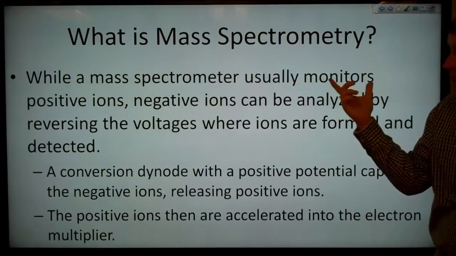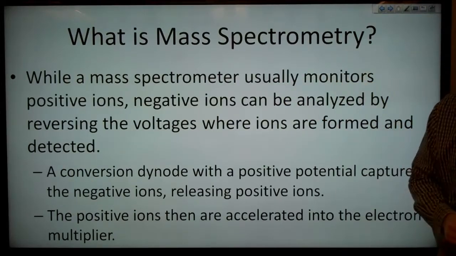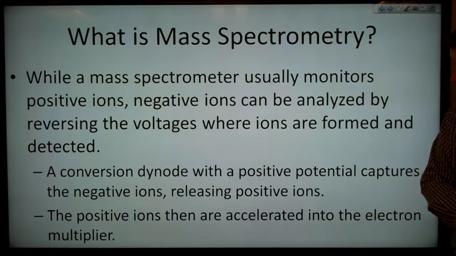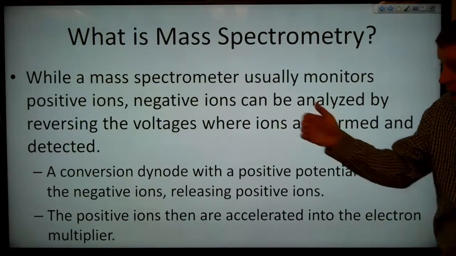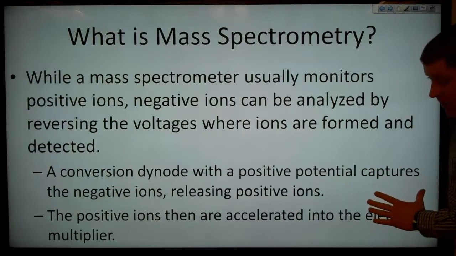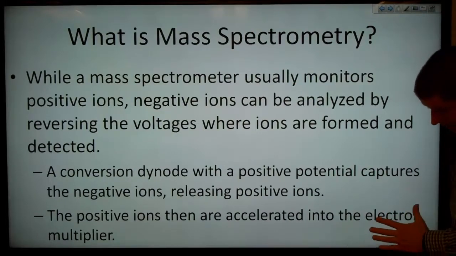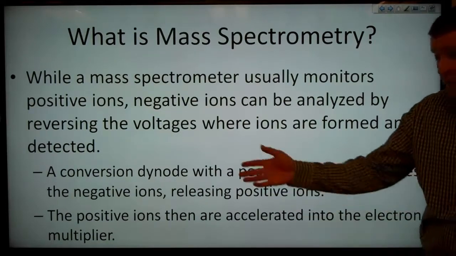So while a mass spectrometer usually monitors positive ions, negative ions can also be analyzed by reversing the voltages where ions are formed and detected. A conversion dynode with a positive potential can capture the negative ions and then release positive ions. Those positive ions are then accelerated into the electron multiplier.